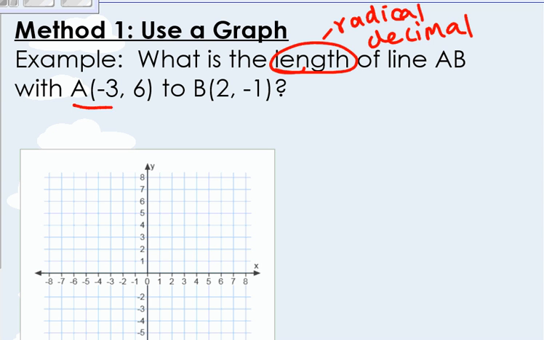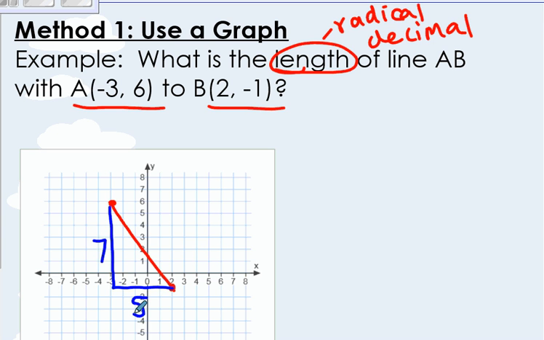And we know here we've got our a and our b. So negative 3, 6, I'm going to plot those, and 2, negative 1. So we're looking for the distance between those points. So just like slope, we're going to actually find how much we rose and how much we ran. So we got 1, 2, 3, 4, 5, 6, 7 going down, and 1, 2, 3, 4, 5.